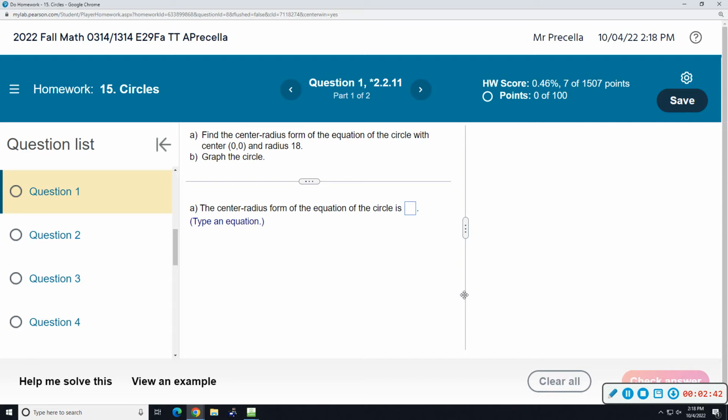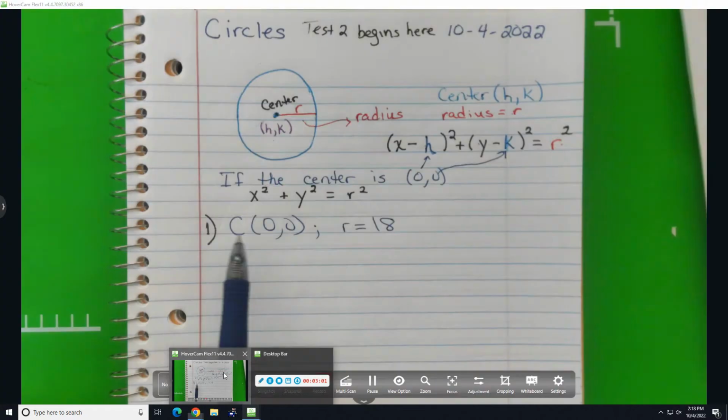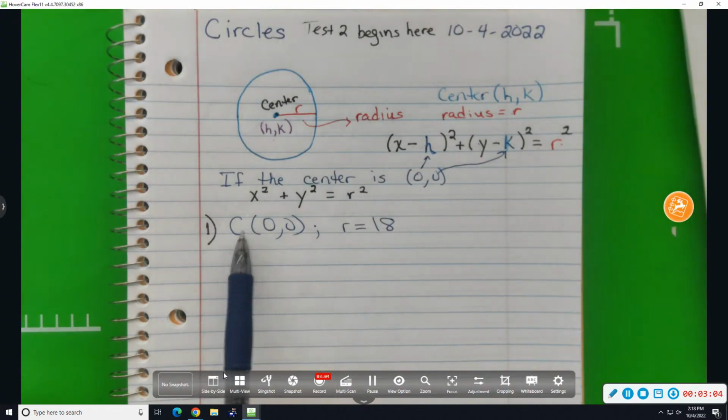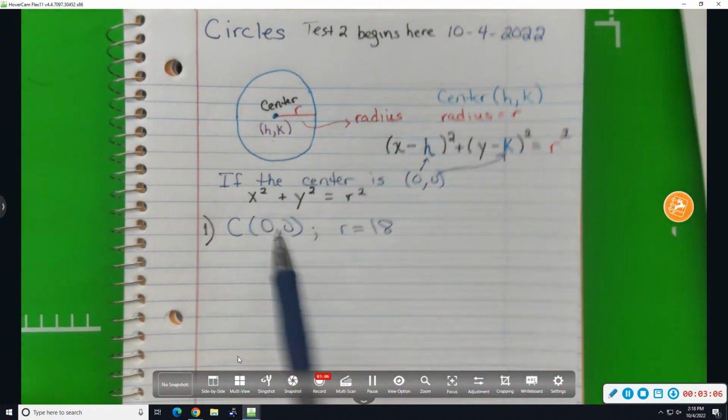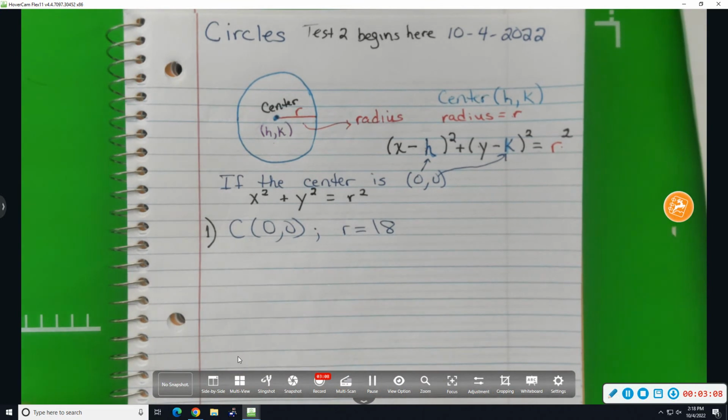Okay, we want to find the center radius form of the equation of a circle centered at 0, 0. Let me write the pertinent information down. And a radius of 18. Okay. So we're using just the C to stand for center. Okay, let's switch it over. So we're going to write the equation. We have a center at 0, 0, and the radius is 18.